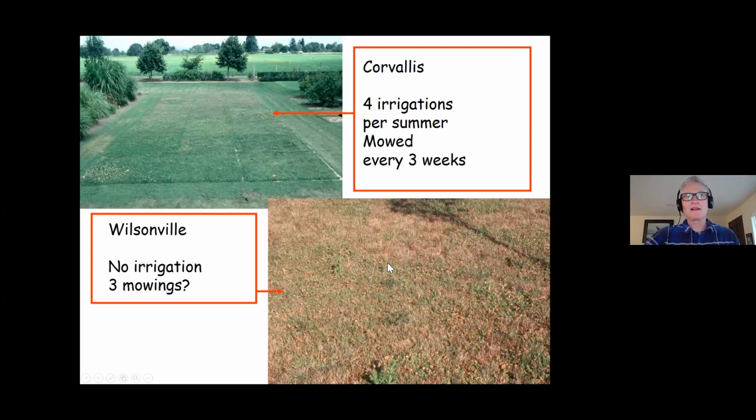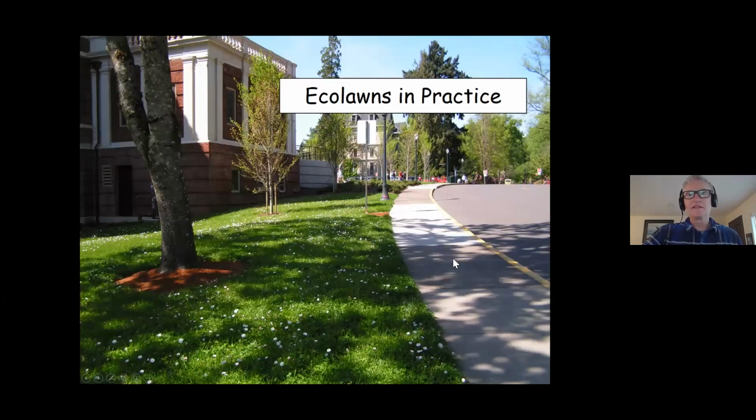On your right-hand side, Wilsonville, no irrigation, 3 mowings during the summer. So there definitely are broadleafs mixed in here, but it's looking pretty rough overall. And this is the OSU campus down in Corvallis. To me, this is a great place to stop and sit and have a picnic. So eco lawn in practice in a municipal setting.